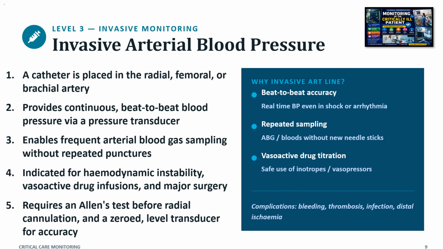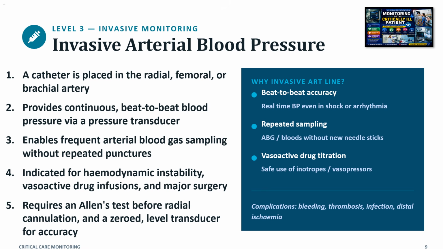Level 3 invasive monitoring. Invasive arterial blood pressure. 1. A catheter is placed in the radial, femoral, or brachial artery. This provides direct access to arterial circulation for monitoring. 2. Provides continuous, beat-to-beat blood pressure via a pressure transducer. This gives real-time BP even in shock or arrhythmia, where NIBP fails.